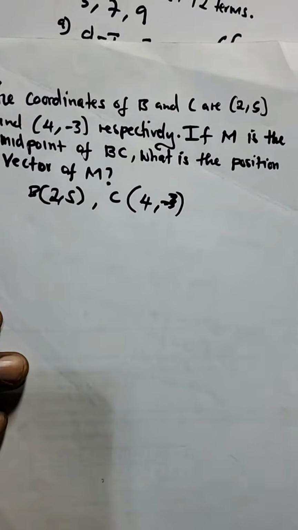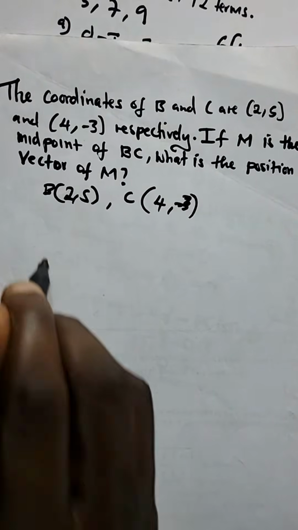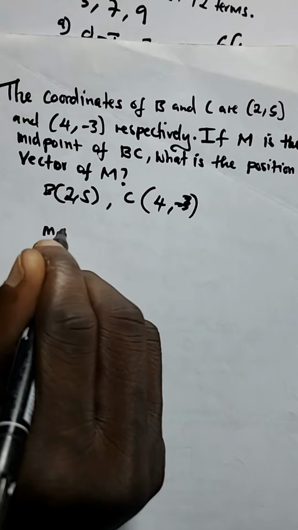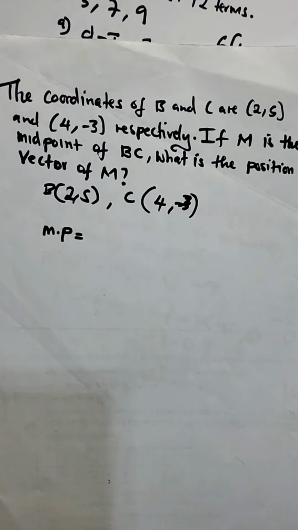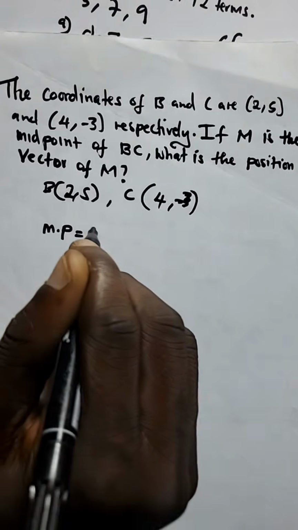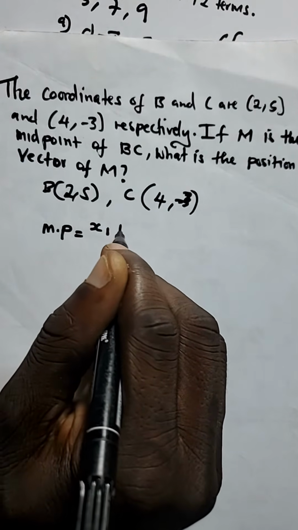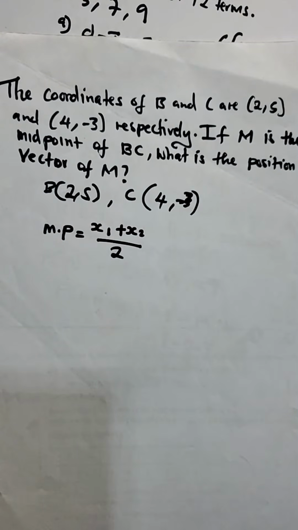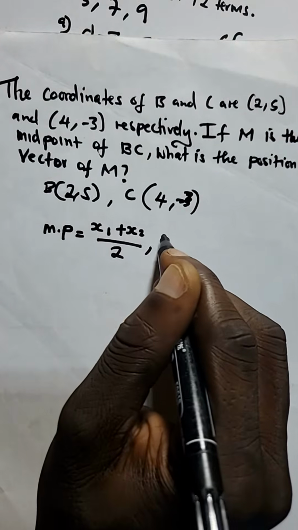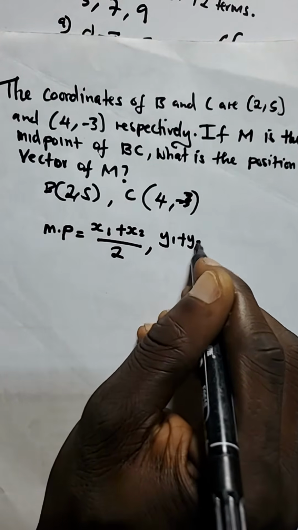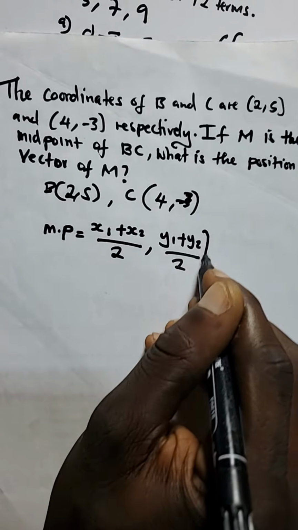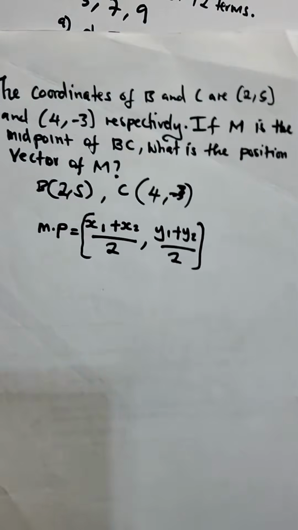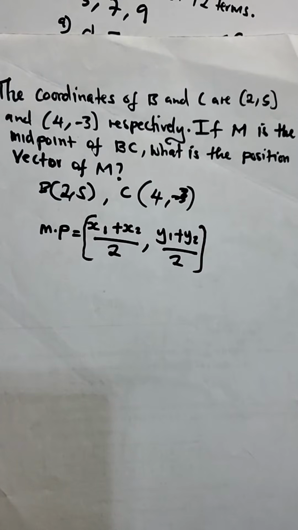Now let's find the midpoint. Let me just abbreviate as MP. Midpoint is equal to (x1 plus x2 over 2, comma, y1 plus y2 over 2). This is the formula for calculating the midpoint. Why this formula? Because the midpoint is a point in the form of (x, y).